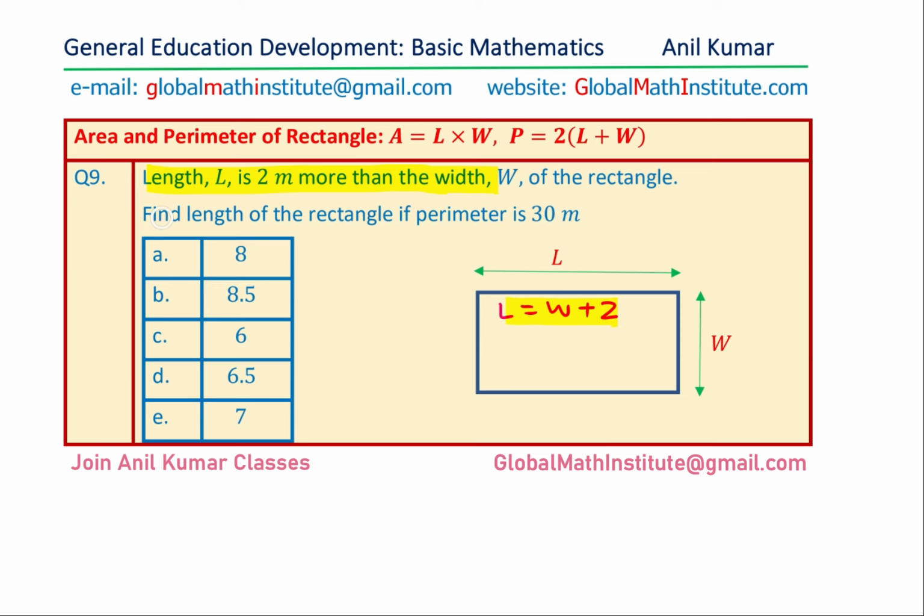Find length of the rectangle if perimeter is 30. So we are given perimeter this time. So perimeter is 30. What is perimeter? Perimeter is twice length plus width, right? So twice length plus width is 30. So we can just divide by 2. To simplify, we say 15 is length plus width. Do you see that? What I did here was I divided both sides by 2.